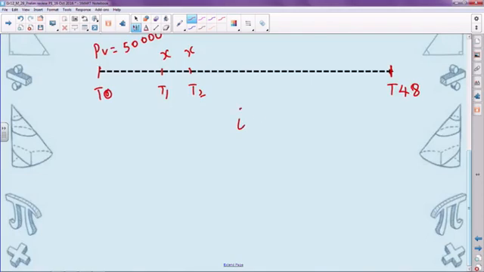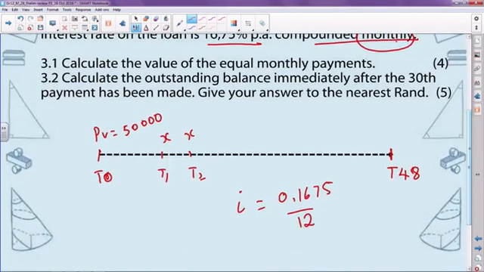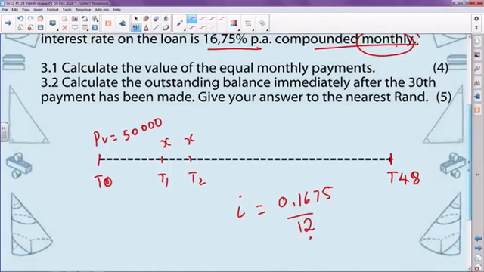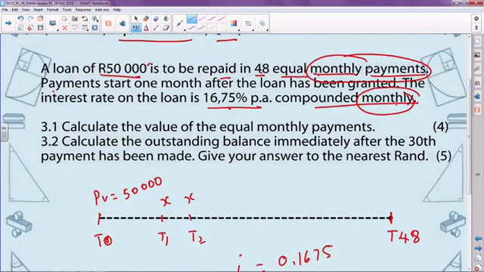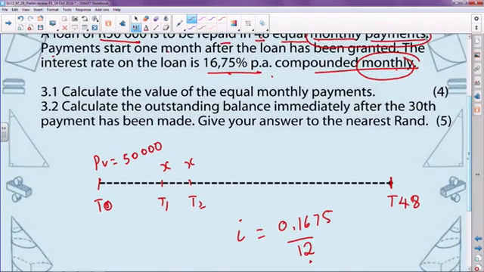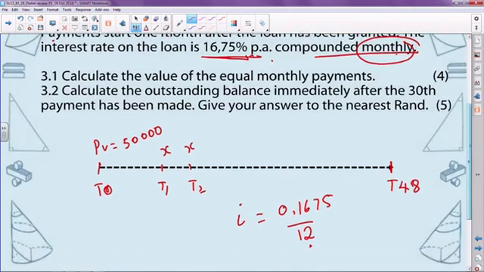The interest rate we're going to use is 0.1675 divided by 12. Remember, we're dividing by 12 so that we can match our interest rate with our equal monthly payments. So our effective interest rate is going to be 16.75% divided by 12. How did I get 0.1675? I simply took 16.75 divided by 100, and then I'm going to divide that by 12 in my calculations.